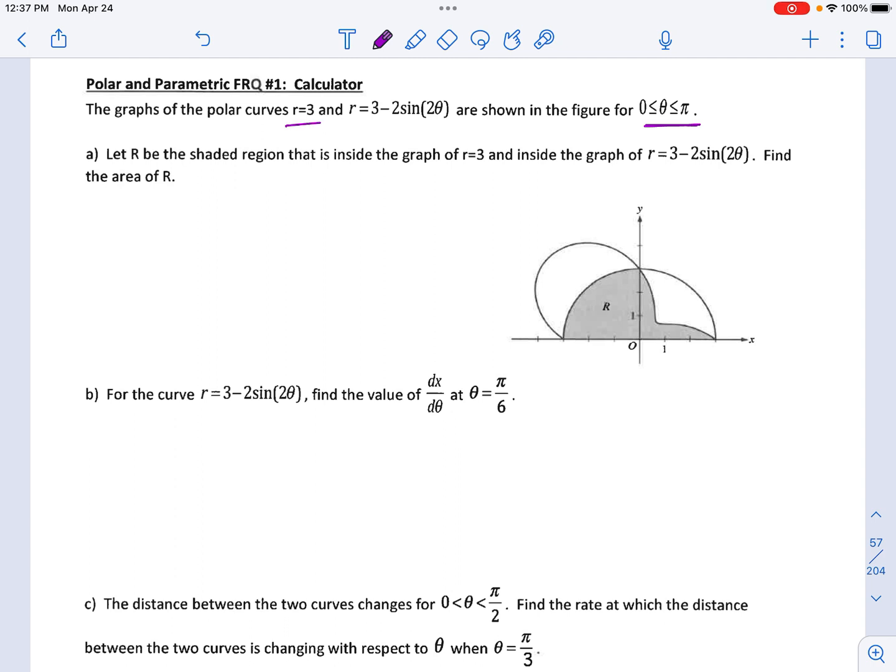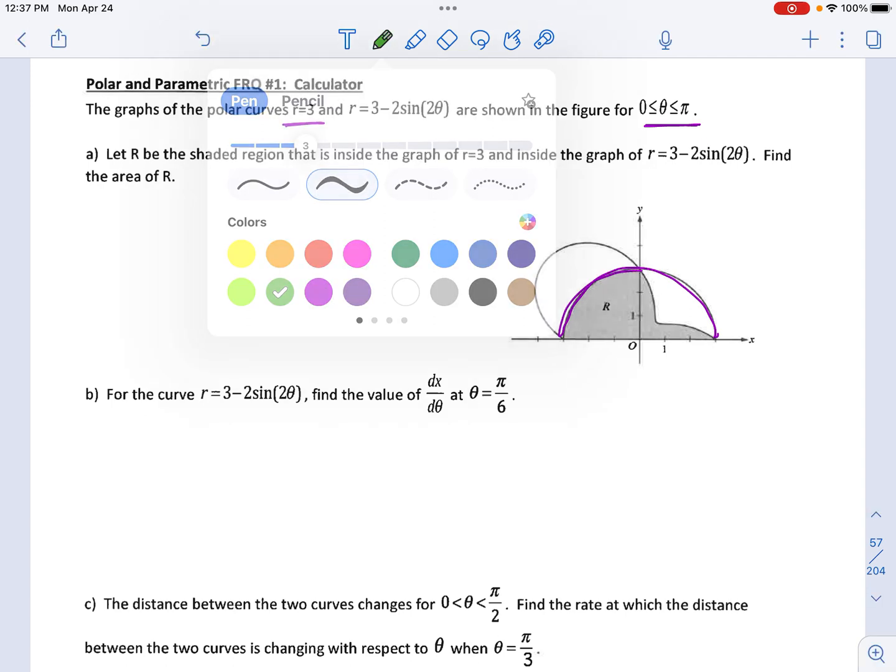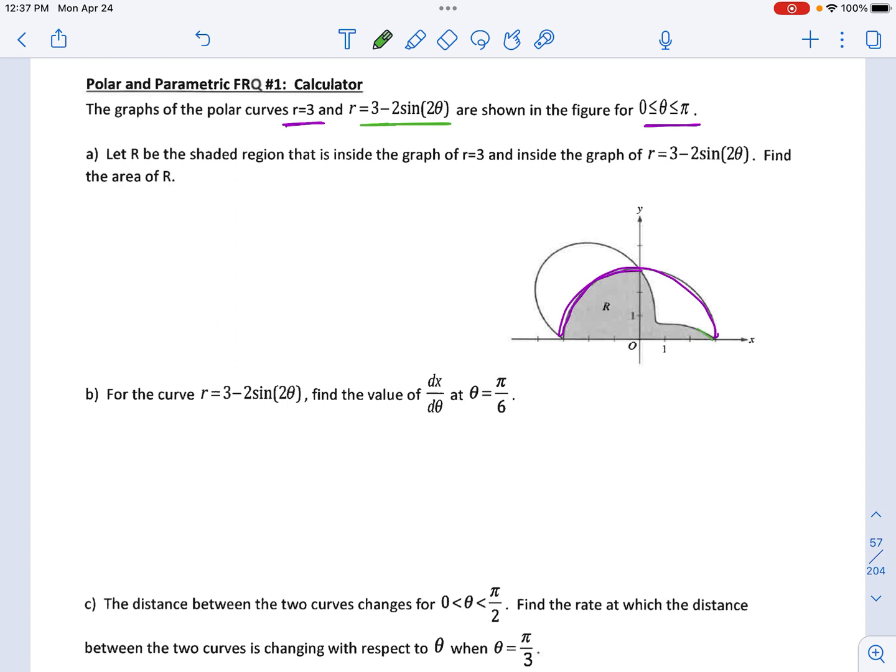So if you're not sure which graph is which, r equals 3 is a circle. So it's really this half circle that they're showing. And then this one, this is this graph right here. So if you want to just make sure you know which one is which.